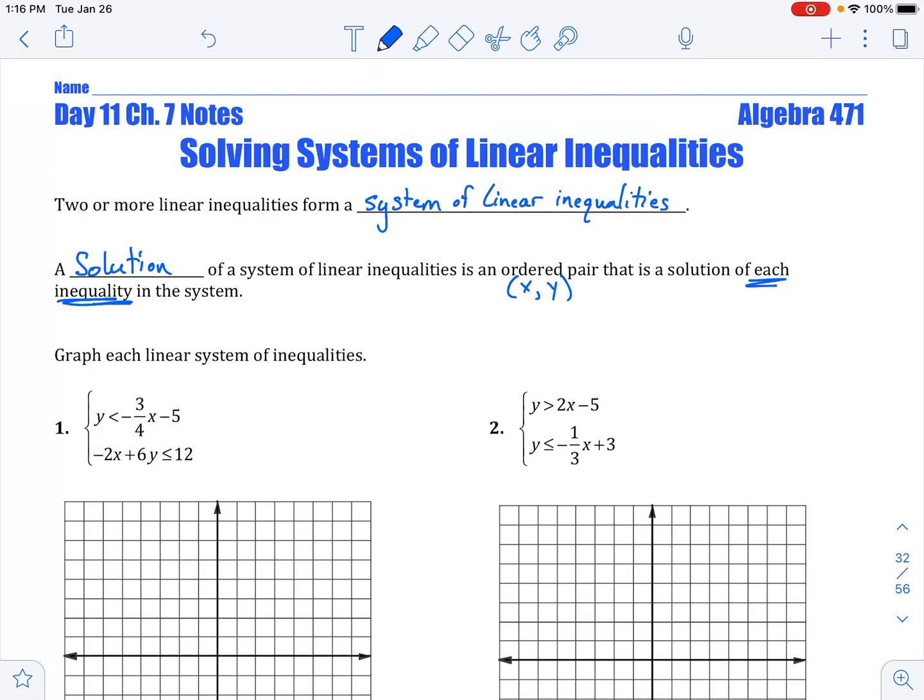All right, here we go. This is chapter 7, day number 11. This is solving systems of linear inequalities.